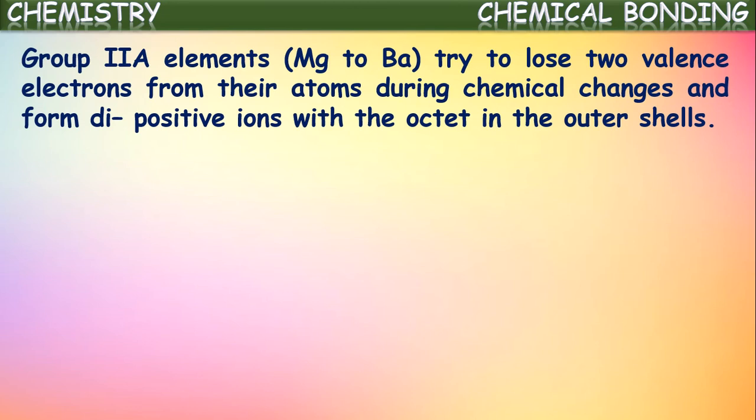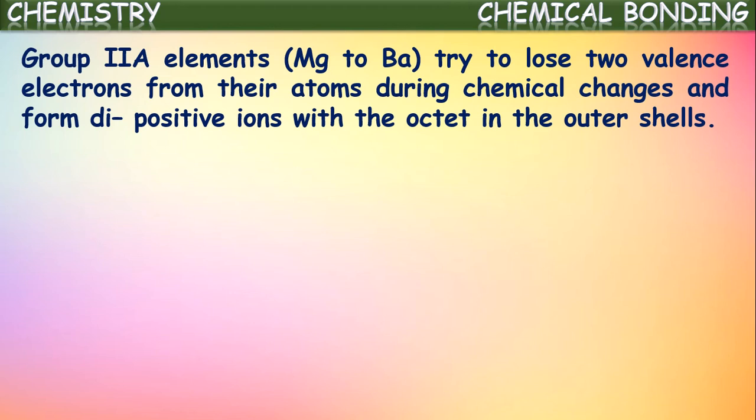If you observe the electronic configuration of these elements, they have 2 electrons in their valence shell. For example, magnesium has atomic number 12 and its configuration is 2, 8, 2. In the last shell, it has 2 electrons. So when it is allowed to participate in chemical reactions, it will try to lose those 2 electrons and get the octet configuration of the nearest noble gas, that is neon.